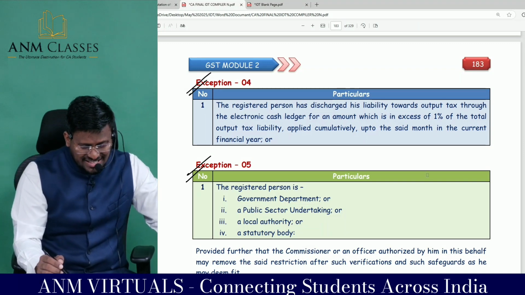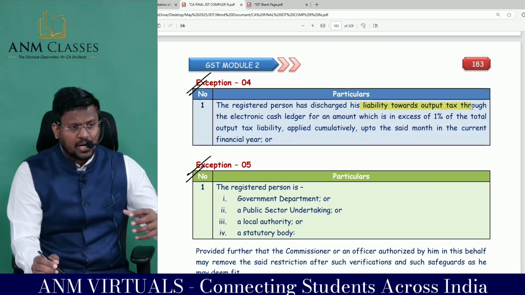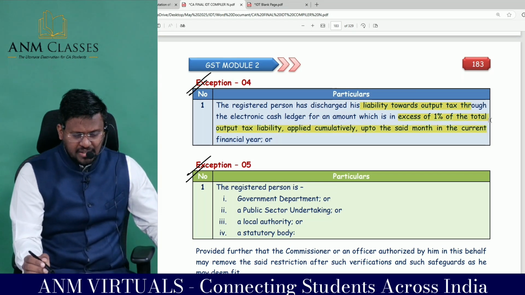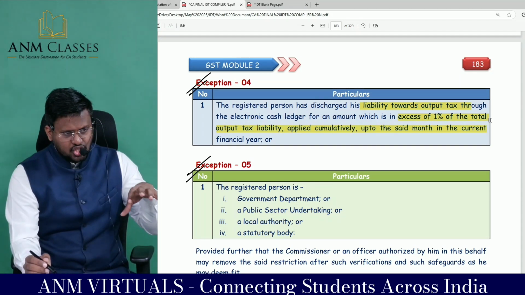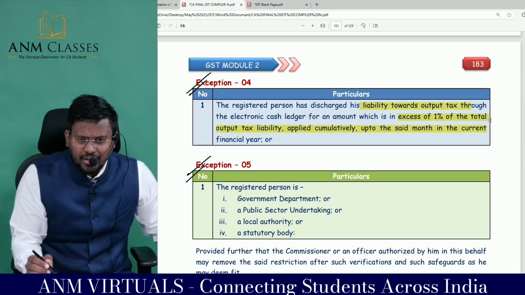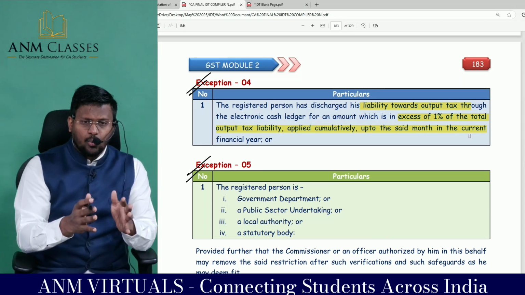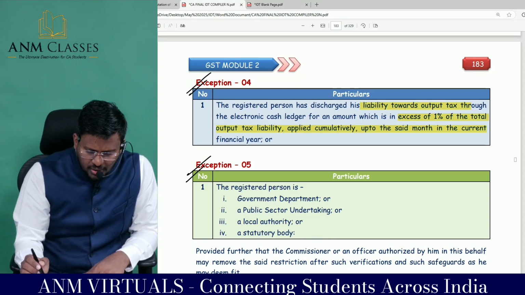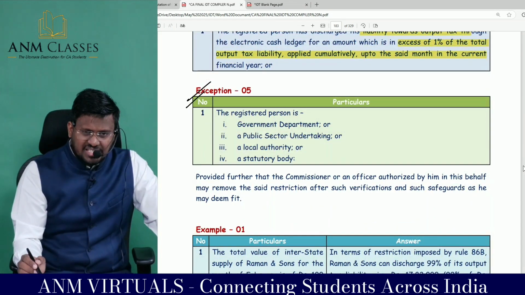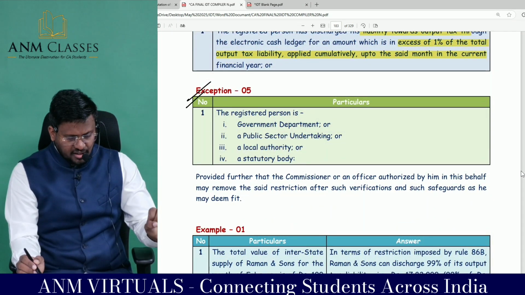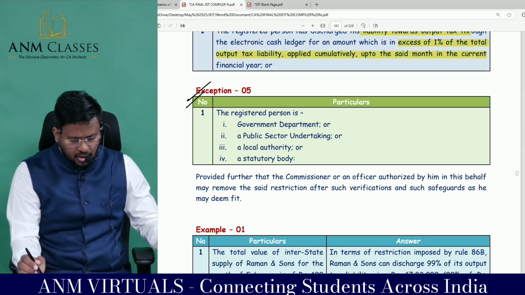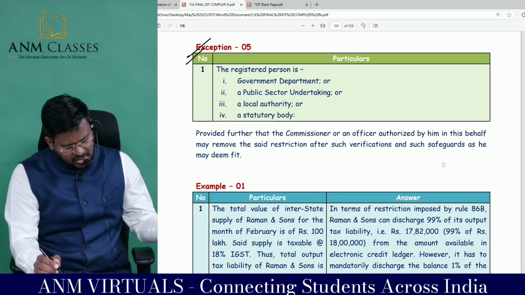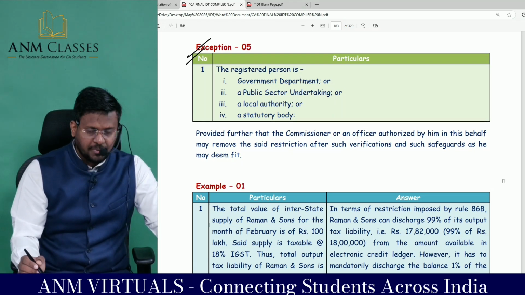Or the registered person has discharged his liability towards output tax through the electronic cash ledger for an amount which is in excess of 1% of the total output tax liability. Check the current month's output tax liability; for that you have to take 1%. Till now, what they have discharged through the electronic cash ledger applies cumulatively up to the said month in the current financial year. Or the registered person is a government department, public sector undertaking, local authority or a statutory body. Provided further that the Commissioner or an officer authorized by him in this behalf may remove the said restriction after such verification and safeguards as he may deem fit.